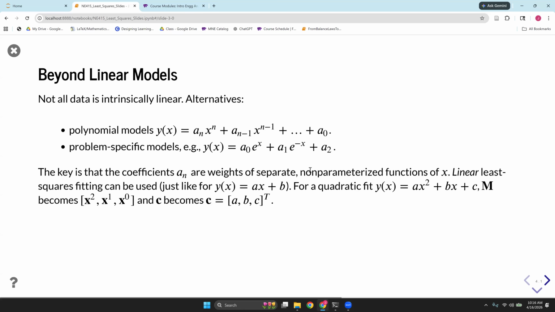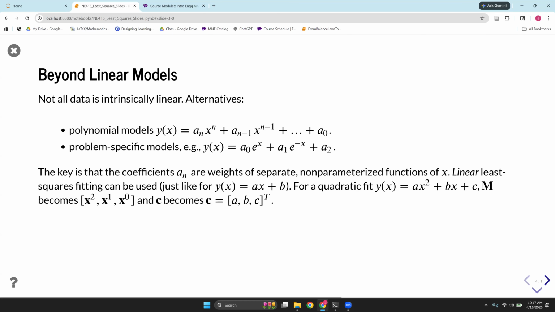All right. So beyond linear models, not all data is intrinsically linear. Some alternatives are polynomial models, where we just add up different powers of n. But we could also have problem-specific models where we know there's some functional form with respect to the independent variables. We could add up all these exponentials if we want. It's fine with cosines. But the key here is that the coefficients are weights. We are finding this linear combination of what are sometimes called basis functions. Basis functions are used to evaluate the columns of the design or model matrix. But that's the key idea.